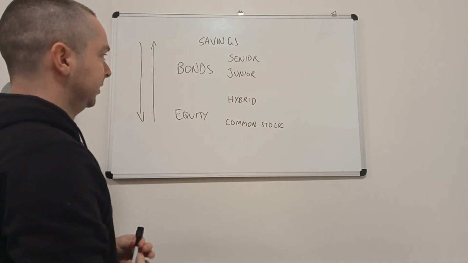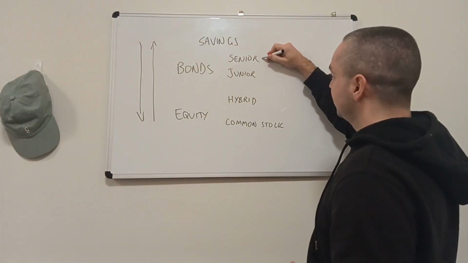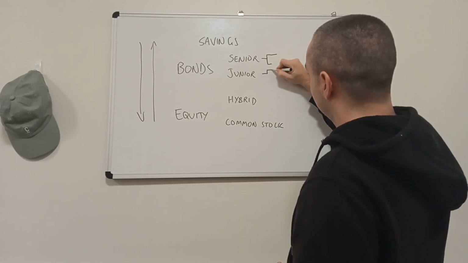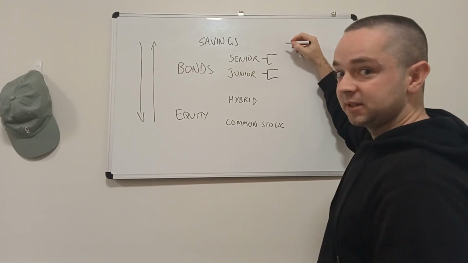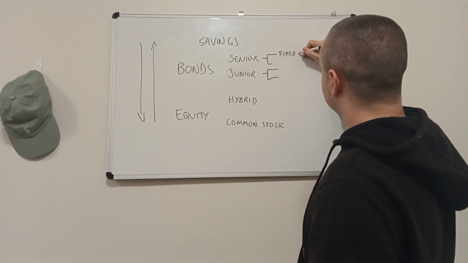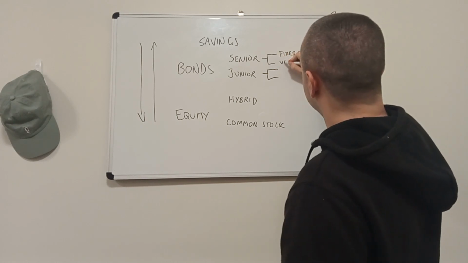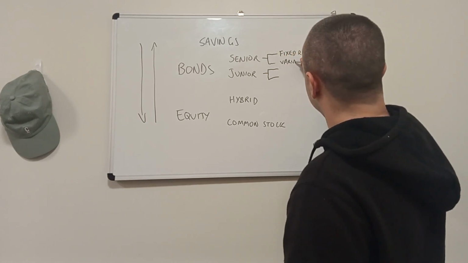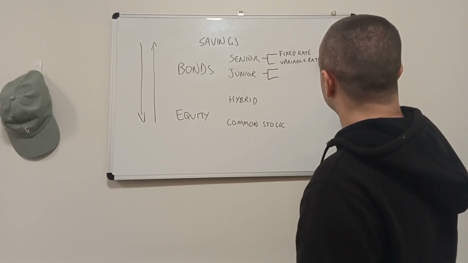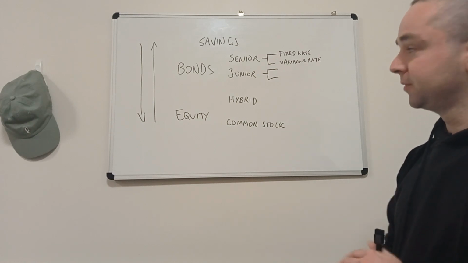But what I didn't mention is that some of these bonds, there are two different types of bonds actually, that can be senior or junior. And that is fixed rate or variable rate. And I wanted to talk about the difference between these two different types very quickly.